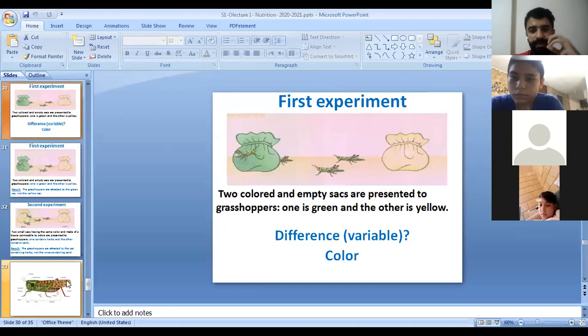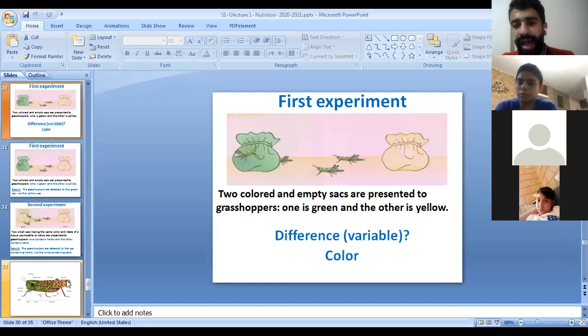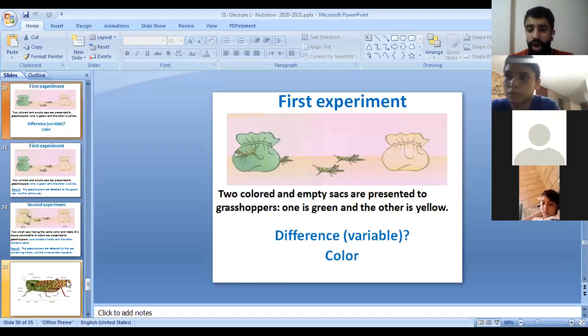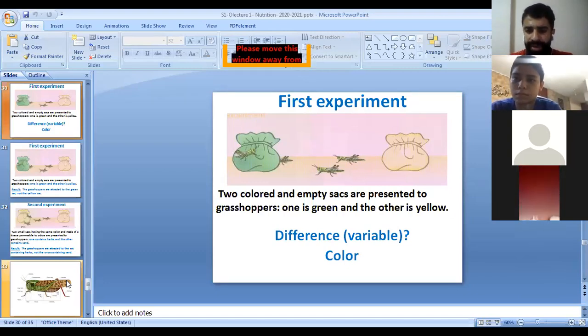In this first experiment, we have two colored and empty sacks. Pay attention to this because we are going to talk about the hypothesis here. Adam asked me about the hypothesis, so we're going to solve the hypothesis in this question. Two colored and empty sacks are presented to the grasshopper. One is green and the other is yellow.